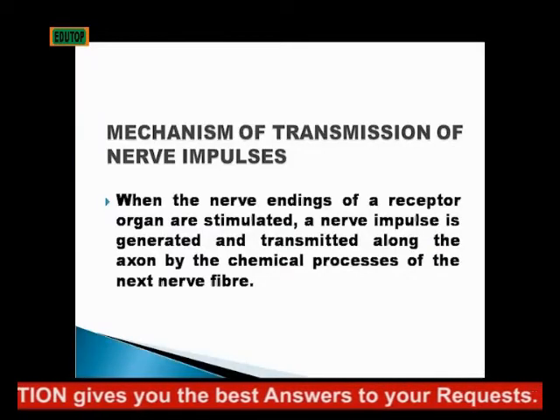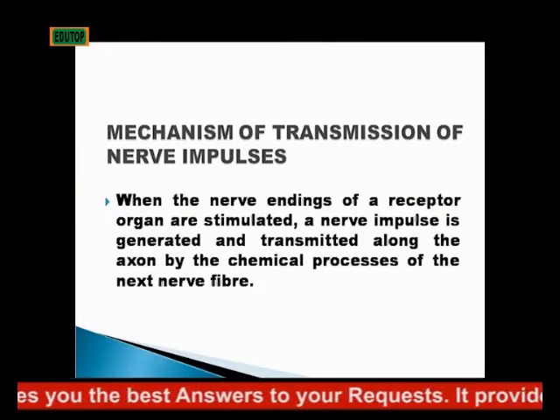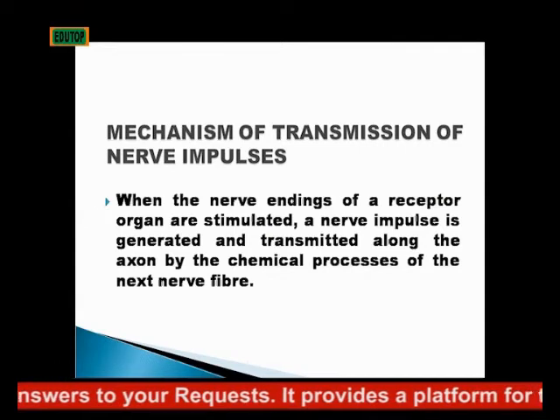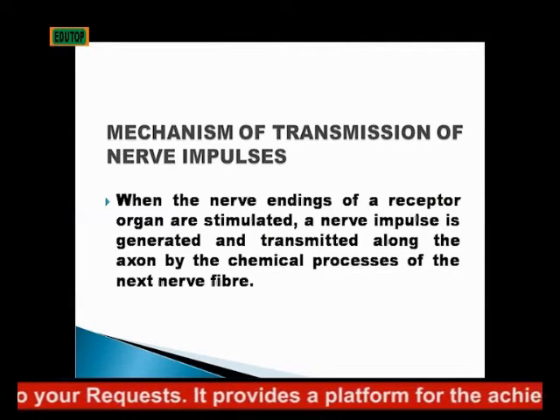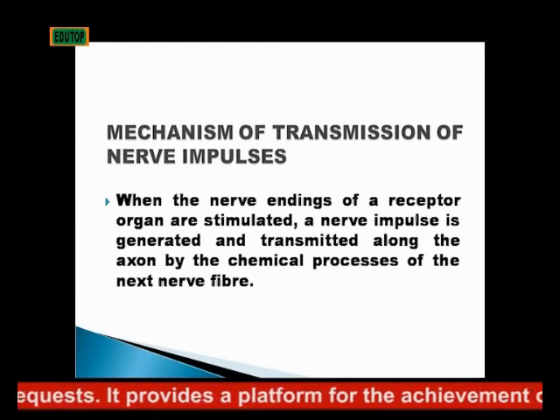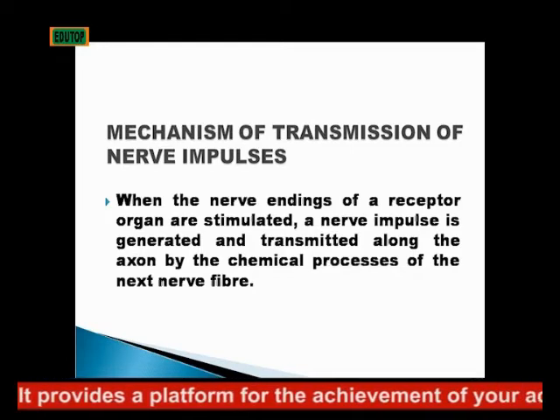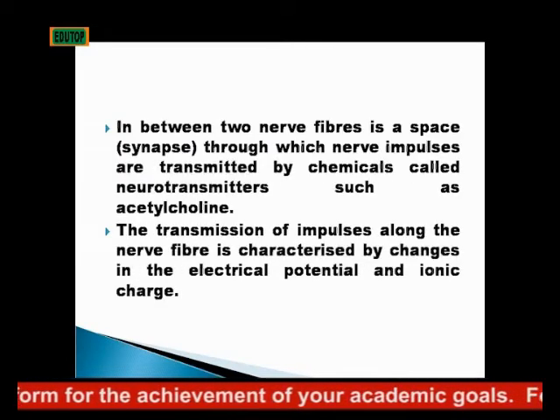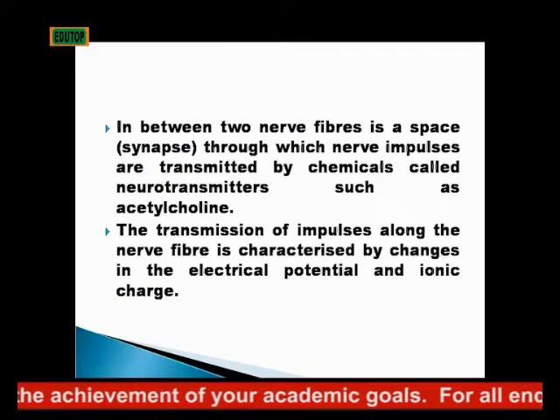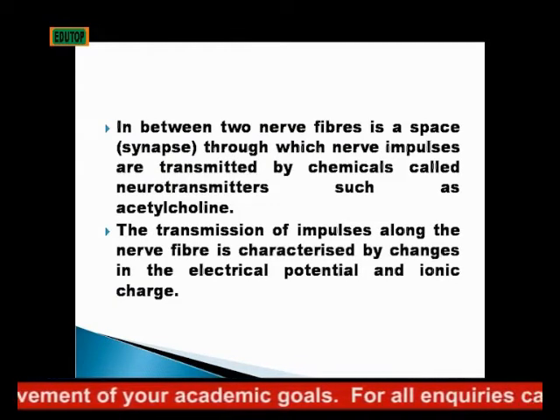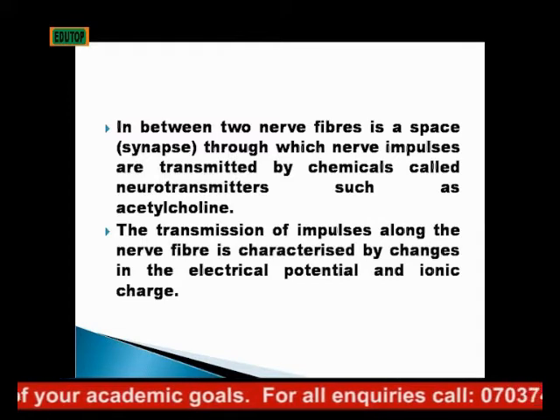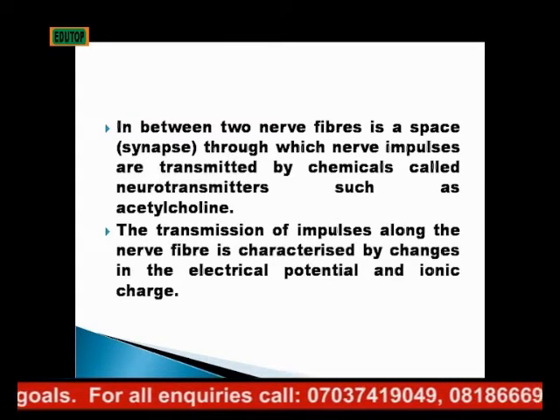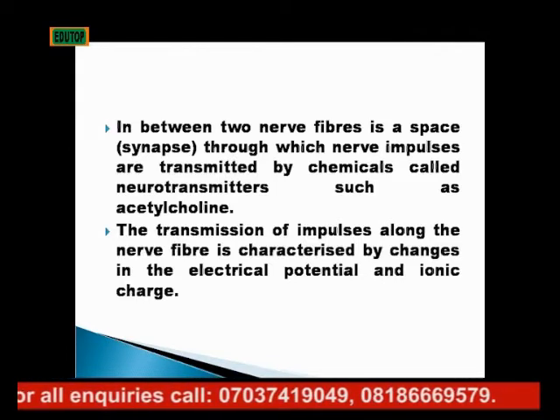Now, the mechanism of transmission of nerve impulse. When the nerve endings of the receptor organ are stimulated, a nerve impulse is generated and transmitted along the axon by chemical processes to the next nerve fiber. In between the two nerve fibers is a space, as I mentioned, called the synapse, through which nerve impulses are transmitted by chemicals called neurotransmitters, such as acetylcholine.